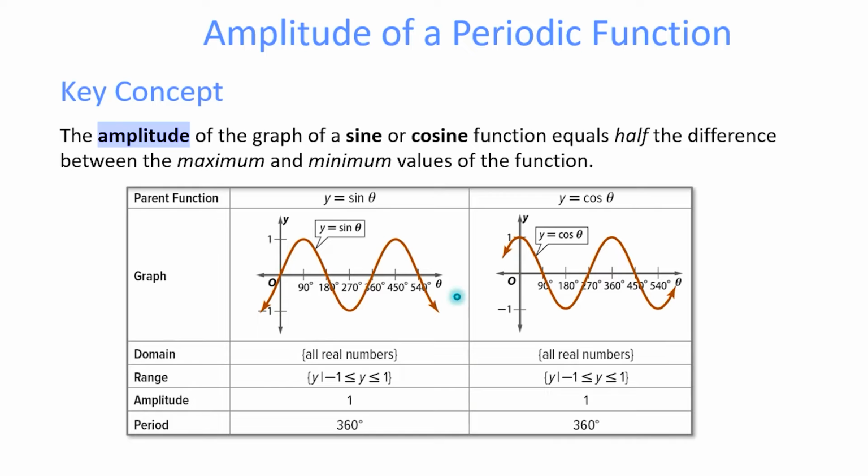angle theta. Y equals cos theta, on the other hand, starts from +1, goes down to -1, and back up to +1 at 360 degrees. However, all of the properties will be the same as the sine function. Period is 360 degrees, amplitude is 1, range is -1 to +1, and again, all real numbers or values of theta is the domain of the function.